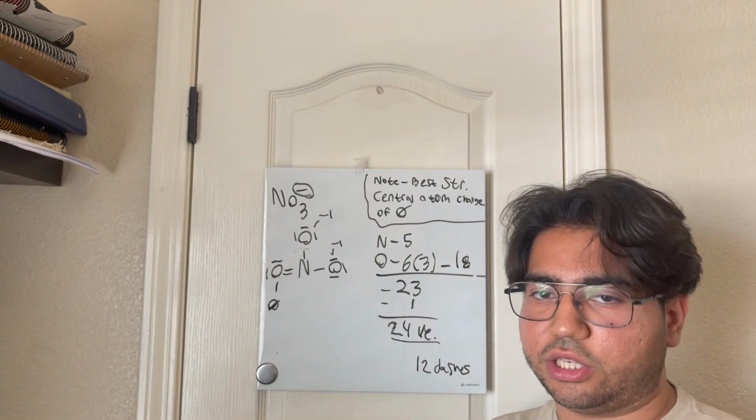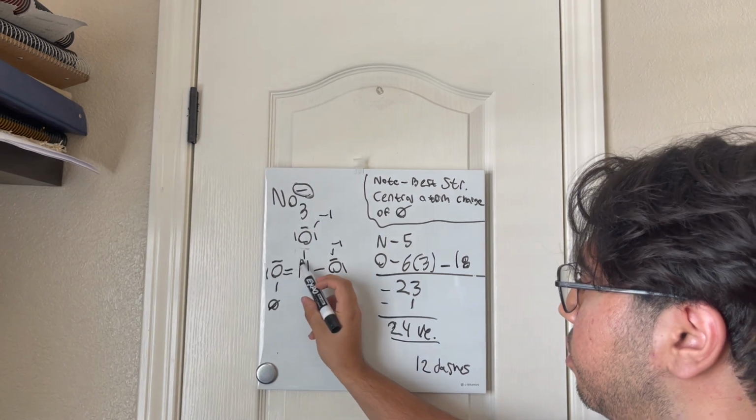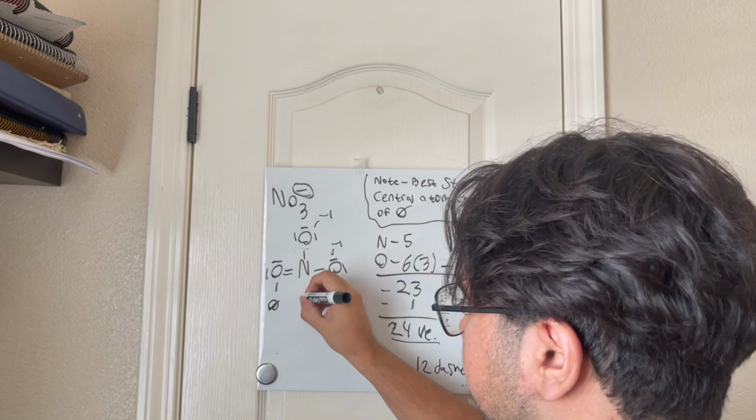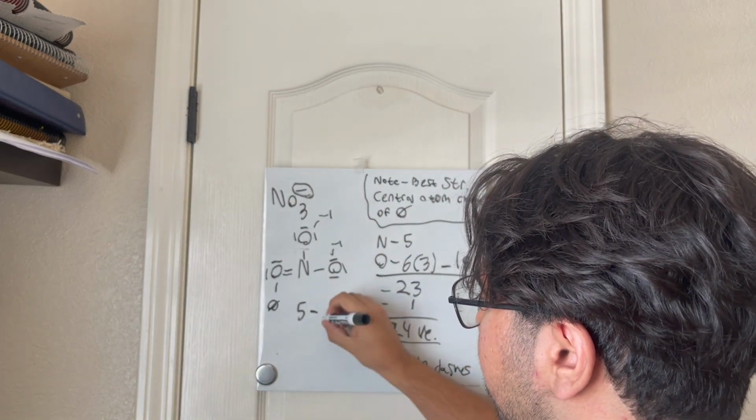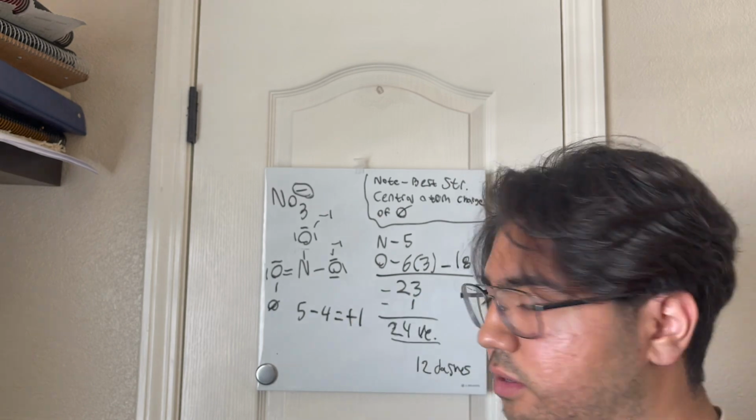Okay, now let's check nitrogen. So we have 1, 2, 3, 4. Nitrogen wants 5 valence electrons from the periodic table, but it has 4. So we have a +1 formal charge.